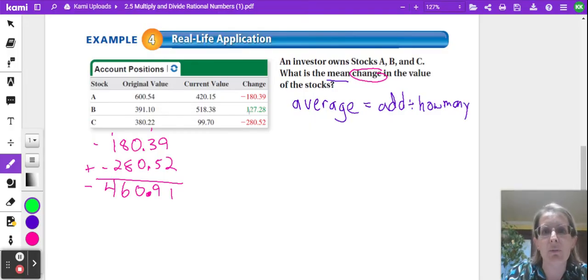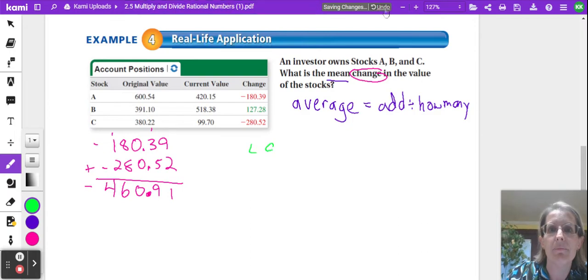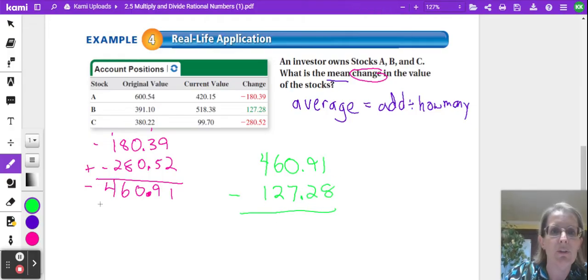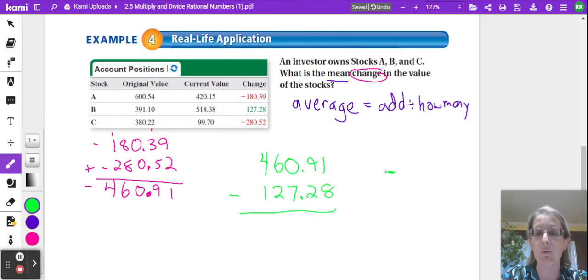But now I need to put together my positives with my negatives. So even though I'm adding 127.28 plus negative 460.91, I know that I'm actually going to be subtracting because they will cancel out. So I have 460.91, I'm subtracting my positive 127.28. And I know since I have negative 460 but positive 127, whatever my final answer is, it will be a negative.